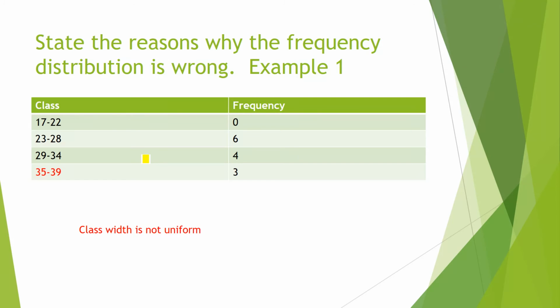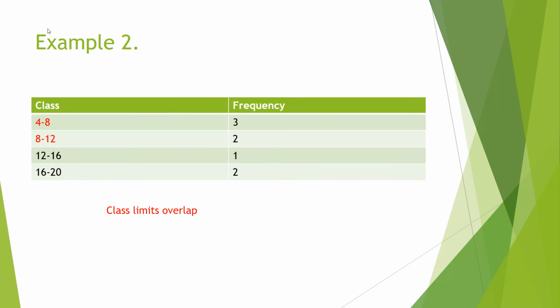Now there are a few examples to understand it. State the reasons why the frequency distribution is wrong. So see, the class width is not uniform, and I told you that class width should always be uniform. Here 17, 18, 19, 20, 21, 22, width is 6, 6, 6, but here the width is not 6, 35, 36, 37, 38, 39. Here the width is 5. So class width is not uniform. That is why this frequency distribution is wrong.